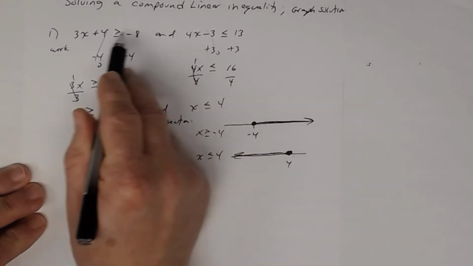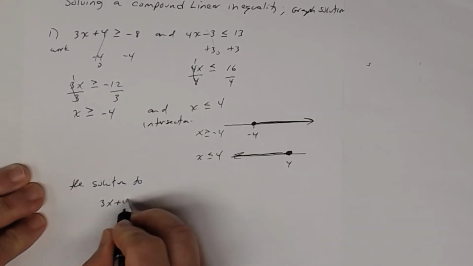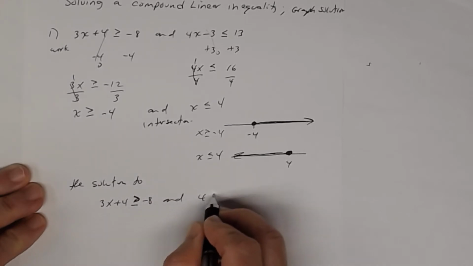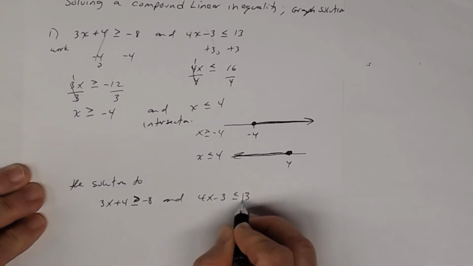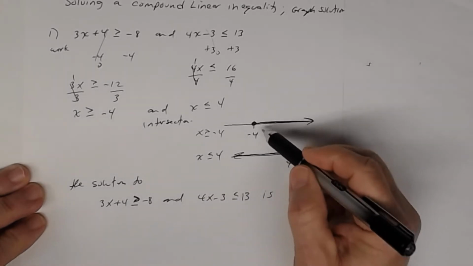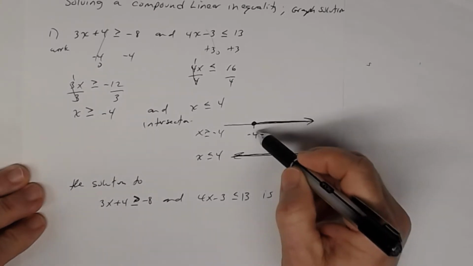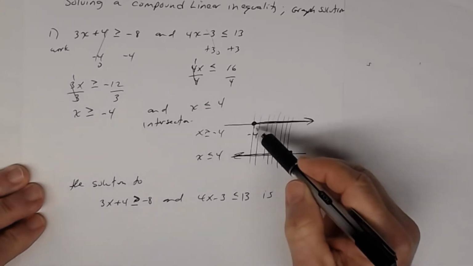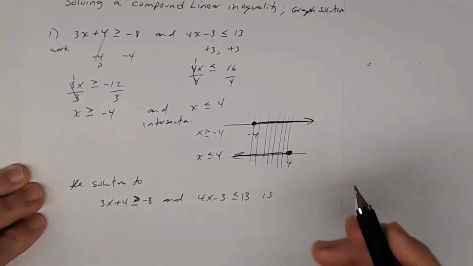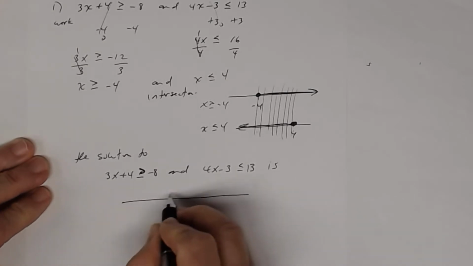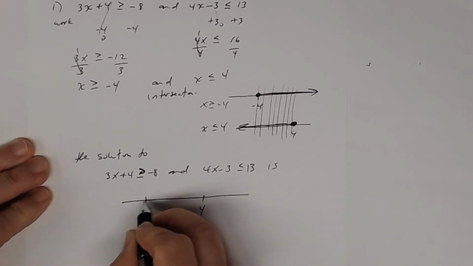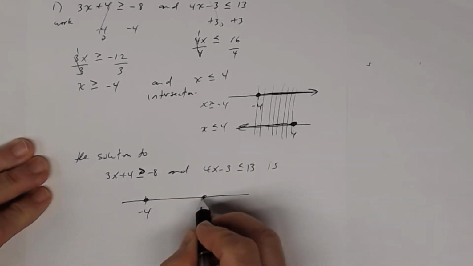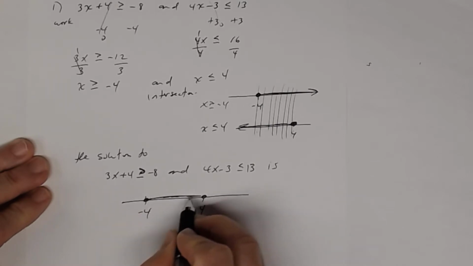All right, now the solution to the original problem, 3x plus 4 is greater than or equal to negative 8, and 4x minus 3 is less than or equal to 13, is what these two have in common. So if you look at what they have in common, where they overlap, always shade in what they overlap. So they overlap from -4 to +4. So on the number line, you're going to put -4, +4, and they're both closed circles, right? So closed circle, and shade in every number between them.